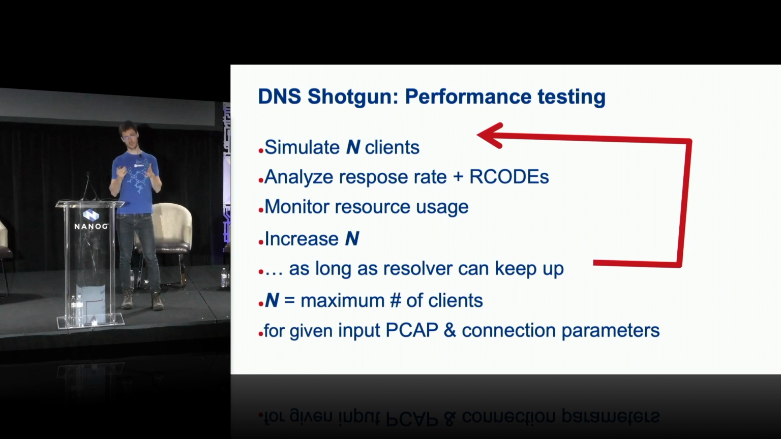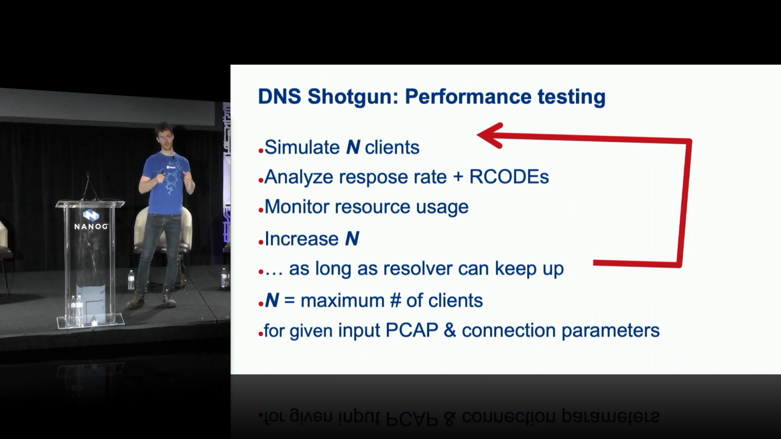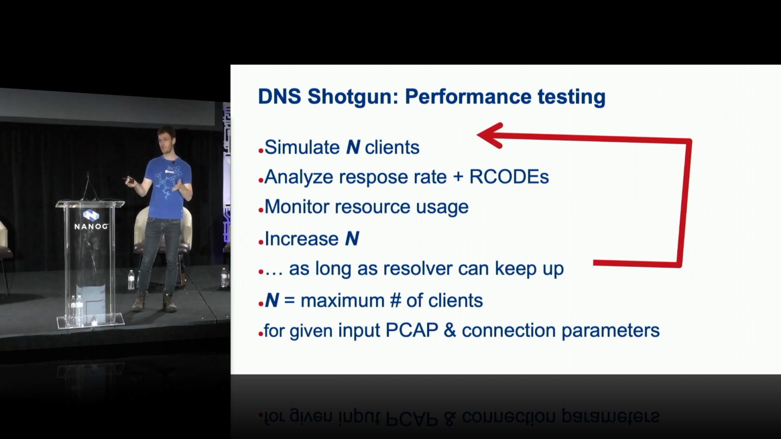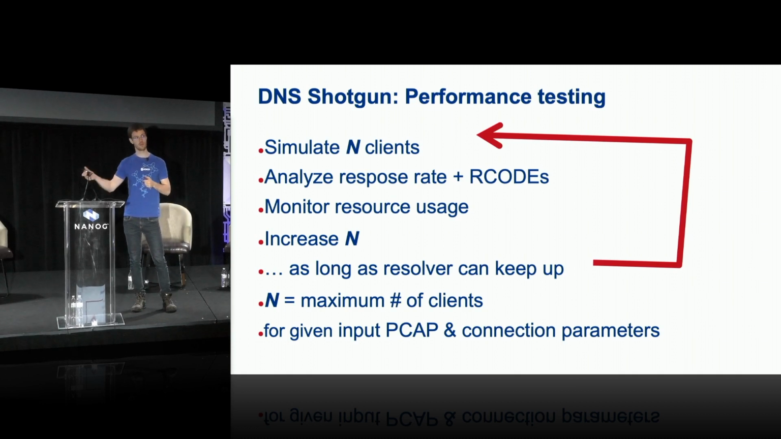This is the basics. The basic process is very similar to RESPerf. We start with a number of clients, let's say 100,000 clients. Then we replay the traffic to the DNS resolver and monitor responses. That's the same. If the resolver is keeping up and answering almost all the queries, we can increase the number of clients, do the replay again, check that the resolver is keeping up, and so on and so on.